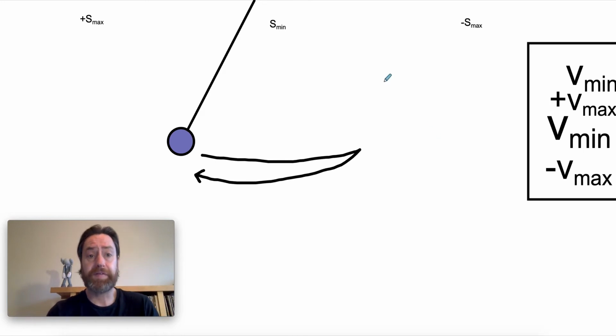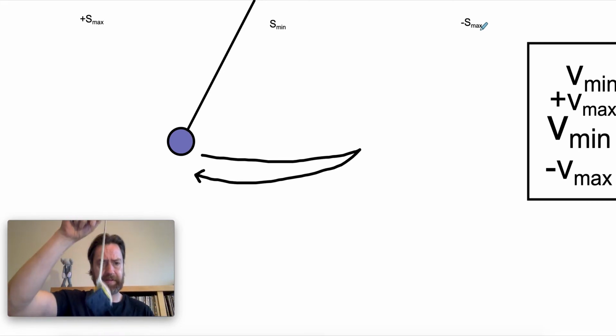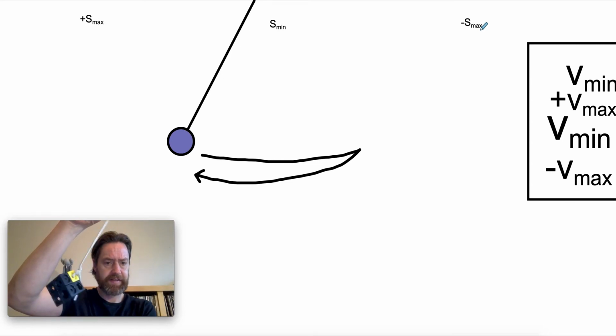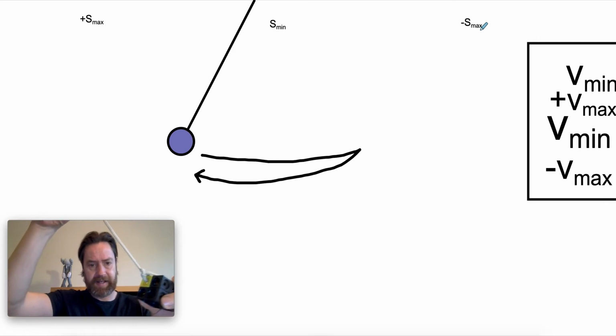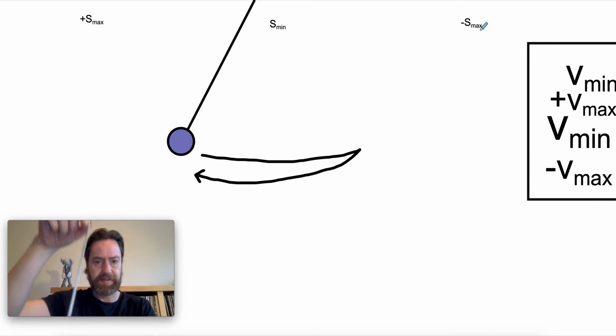Here we go. So I've left up here S max, S min, and minus S max. I know you need to think where to apply these things. It's not too tricky, especially if you start with thinking about the minimums. So it starts oscillating, displace it to one side, let go of it. As it comes up to one side, eventually it comes to a stop and then comes back down towards the centre.